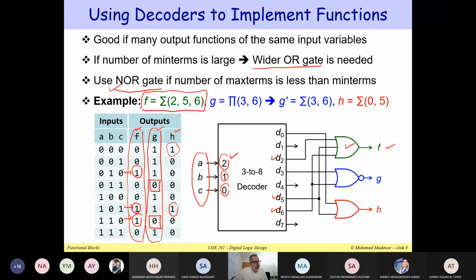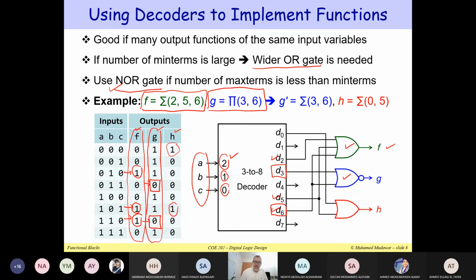In the case of the function G, I can use a 6-input OR gate because we have 6 minterms. But a 6-input OR gate will be expensive because it has 6 inputs, so the fan-in is large. We can use only a 2-input NOR gate because we only have 2 zeros. Notice that we only have 2 max terms. I can write the max terms in pi notation. So we have 3 and 6. We can focus here on D3 and D6, and connect them to this 2-input NOR gate. A 2-input NOR gate is much smaller than a 6-input OR gate.